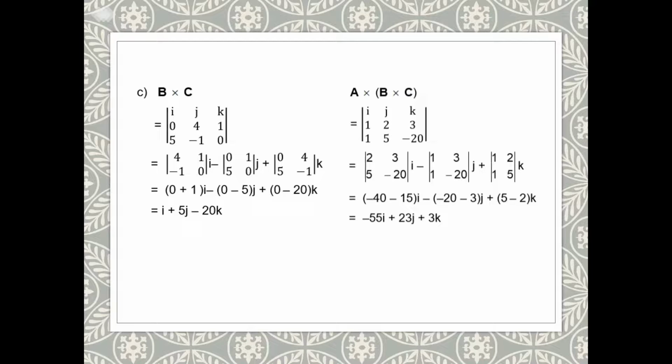Next, to evaluate C, which is also referred to the triple vector product, you may find B cross C first, and you should obtain i plus 5j minus 20k. Then, find the next vector product using the determinants once again. Simplify, you should obtain negative 55i plus 23j plus 3k as the final answer.